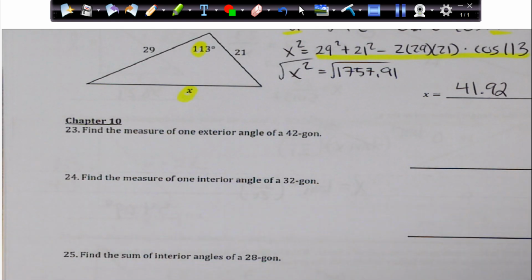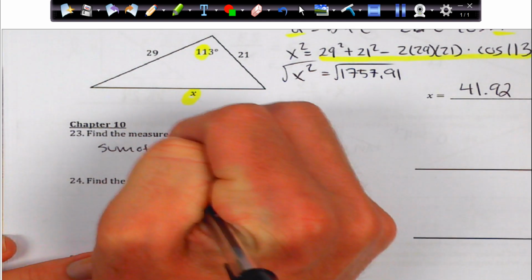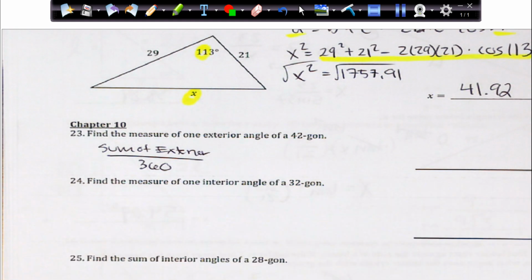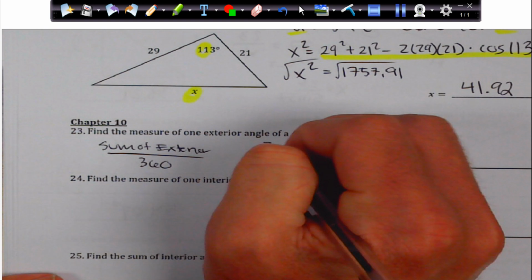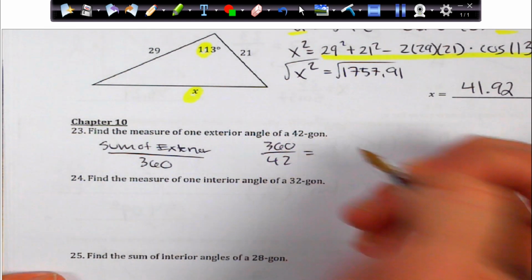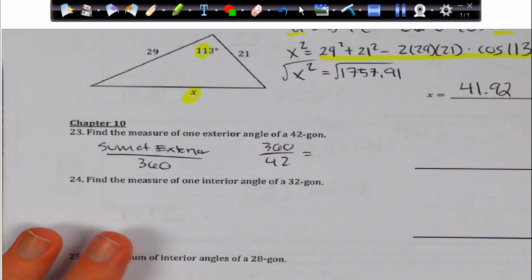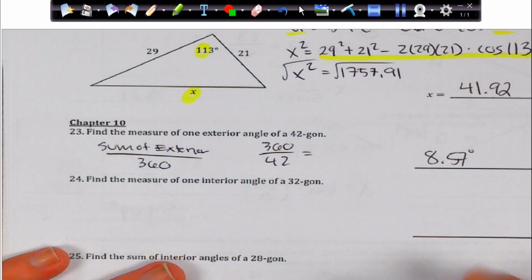All right, find the measure of one exterior angle of a 42-gon. Well, we know that the sum of exteriors is 360, and if it's a regular 42-gon, then we should just basically take 360 and divide it by 42. That should tell me one of the exteriors, so 360 divided by 42, and I'm going to get about 8.57 degrees. So that's what you do.